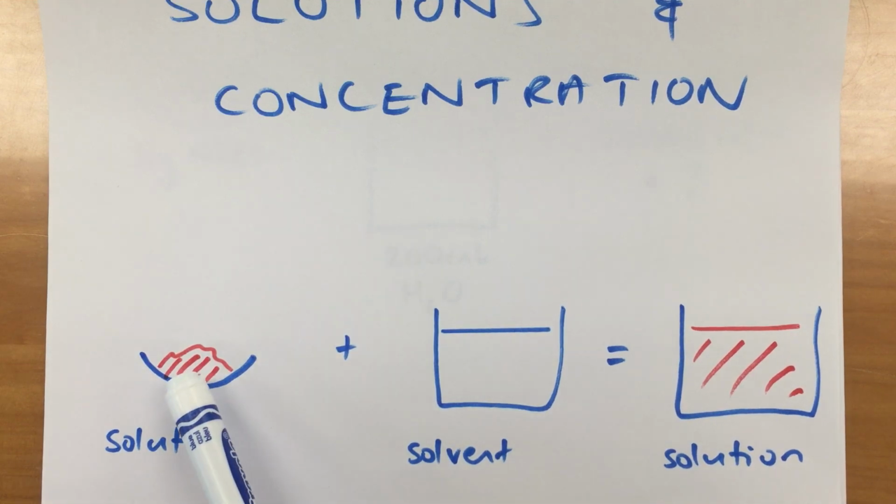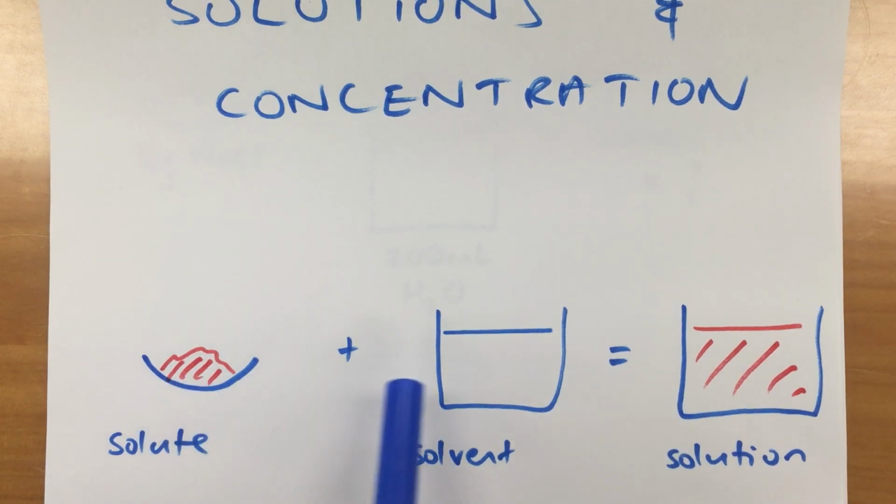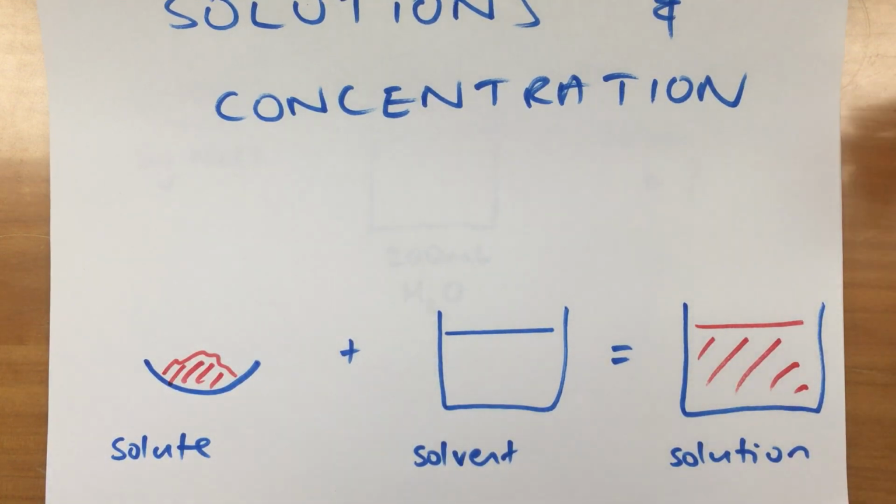So a solute could be a pure substance, a solvent could be a pure substance, but a solution can never be a pure substance. A pure substance by definition is a substance made up of only one type of particle. So a solution, if it involves solute and solvent, two different types of particles, can never be a pure substance. So that's what a solution is.